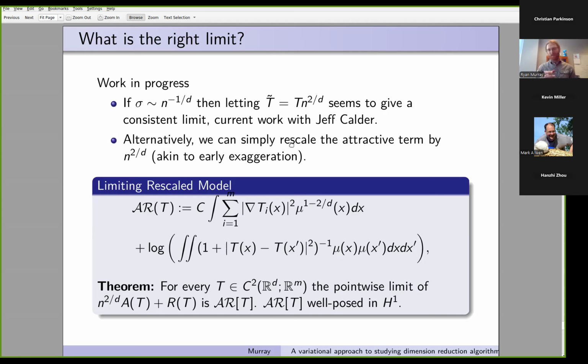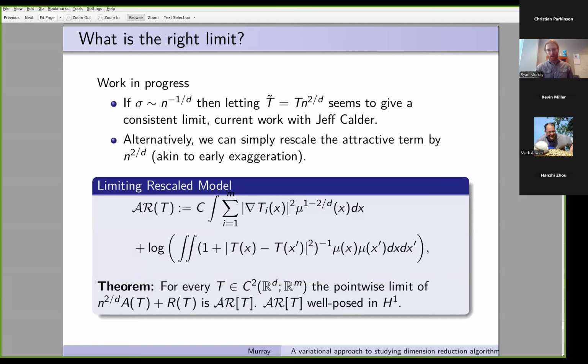Another option, which makes sense from a computational perspective and also aligns with the literature on early exaggeration, is we could just rescale the attractive term by the correct amount to get rid of this sigma squared. And if you do so, you get back something that looks like a classical problem from the calculus of variations, where you have some type of Dirichlet energy and some type of log repulsion. And this energy is well posed and has a nice minimizer, and you can show this using classical tools from the calculus of variations.